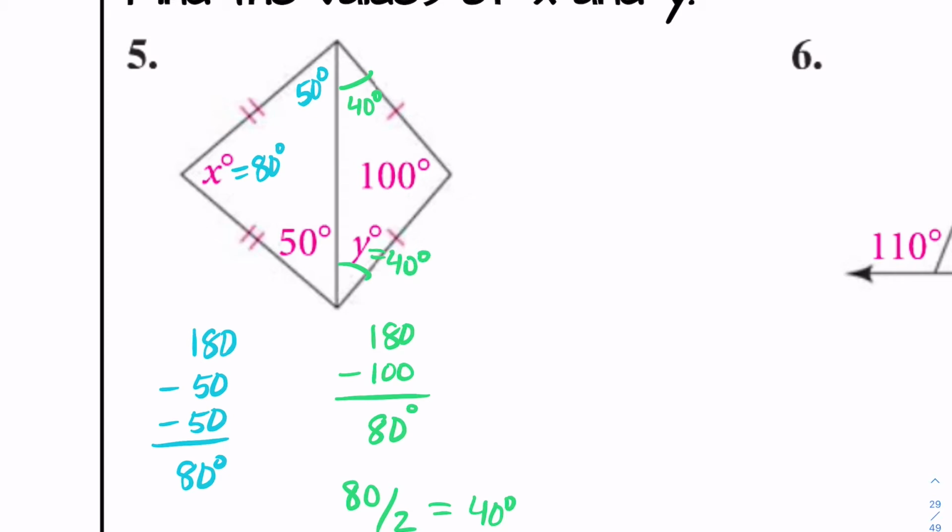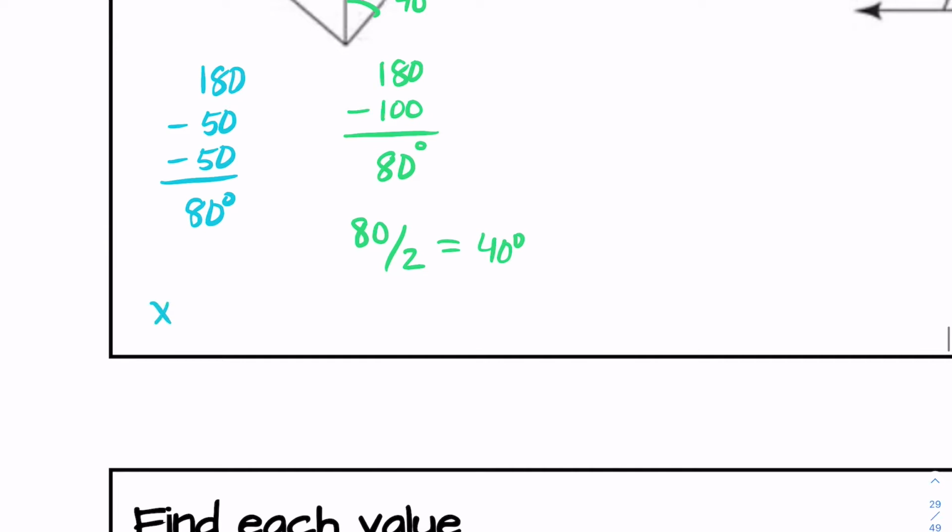Because you're taking your 180, which is your triangle, and you're taking away the 100, which leaves you with 80, then you have to divide by 2 to get these two base angles. Whereas this one, you had 50, so you have 50 because both angles have to be congruent because of these tick marks. And so what you have left over is 80. So we're going to say x equals 80 degrees. And we're going to say y equals 40 degrees.